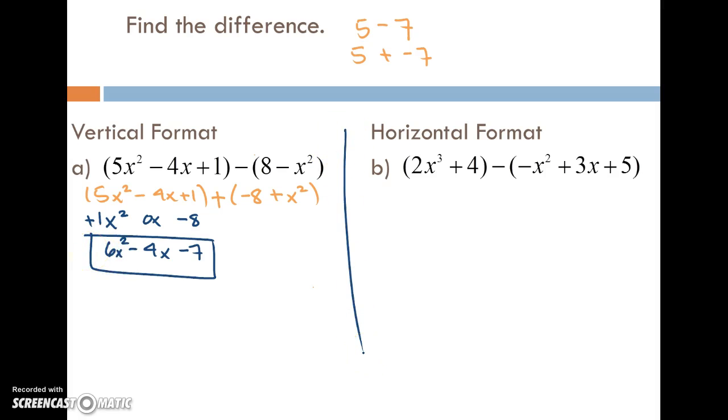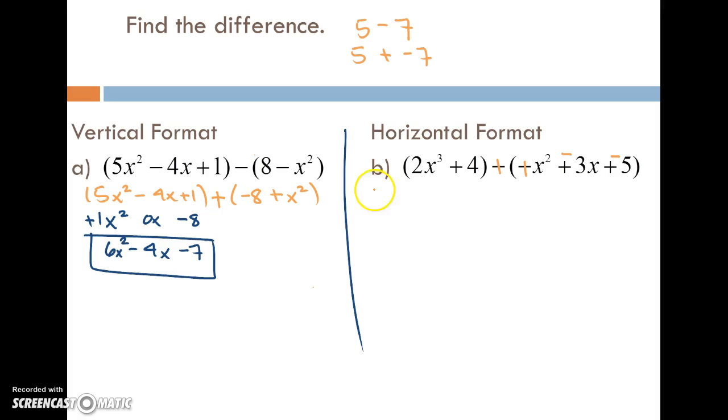Okay, so for your horizontal format, not a big major difference here. You're still going to add the opposite. I like to do that in a brighter color. So this is adding the opposite. Opposite, opposite, opposite. This was negative, now it's positive. This was positive, now it's negative. This was positive, now it's negative.